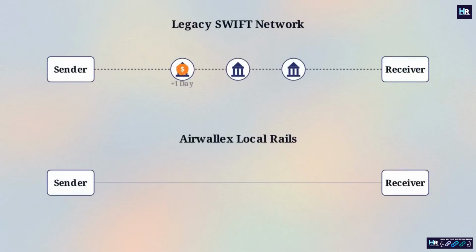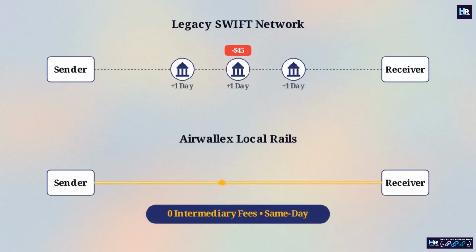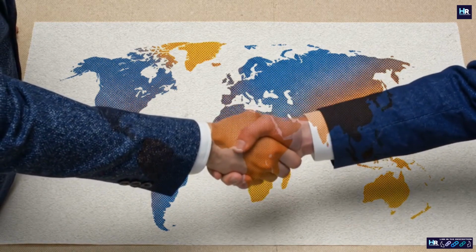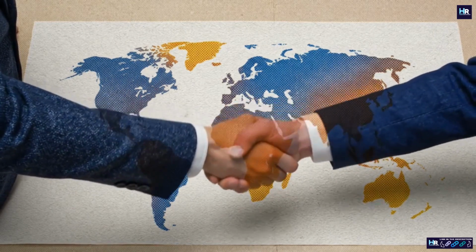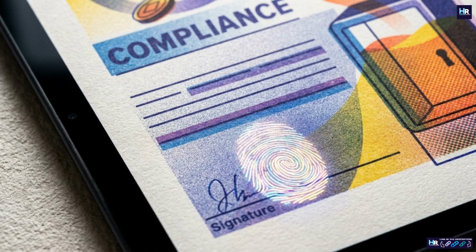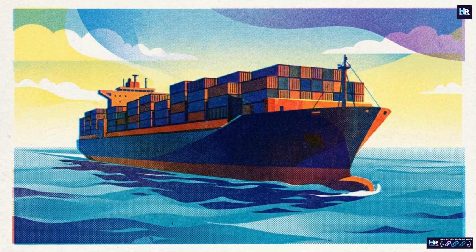Traditional wire transfers often cost $45 per payment and can take days to clear through intermediary banks. Airwallex uses local transfer rails that bypass the legacy SWIFT network. Payments typically arrive on the same day for a fraction of the cost, which helps your cash flow and your relationships with vendors. To use these local rails, you'll have to provide more detailed documentation during your initial onboarding to meet regulatory requirements. Efficient global payouts are the final step in removing the friction from international capital movement.